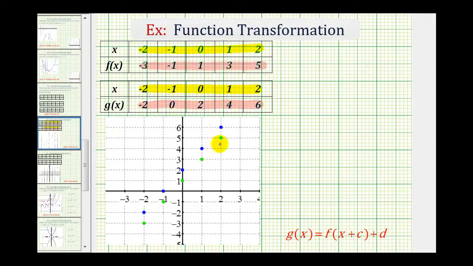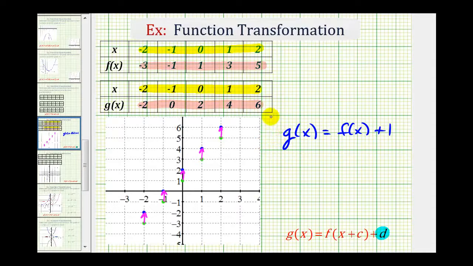So the green points represent f of x, and the blue points represent g of x. And notice how each blue point is 1 unit higher than the green point. And because we have a vertical shift up, this is going to affect the value of d. Again, function g is 1 unit higher, so we can say g of x must equal f of x plus 1.